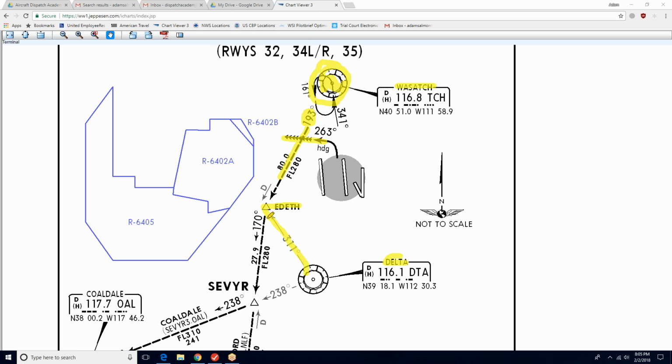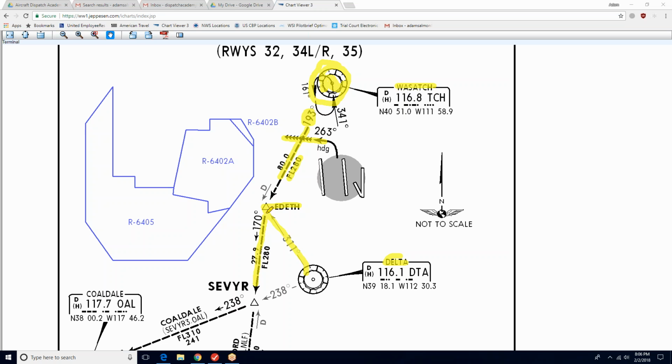And then from there, they basically just start following the instructions, and they turn left again, now heading 170 towards the Severe intersection. And you can also see the altitudes here. As they took off, they turned left heading 263, then they flew until they intercepted this 193 radial, and then they turned left again. And this whole time, it says here flight level 280. That means they climbed up to flight level 280 during this time. And then you can see this next leg here also says flight level 280.